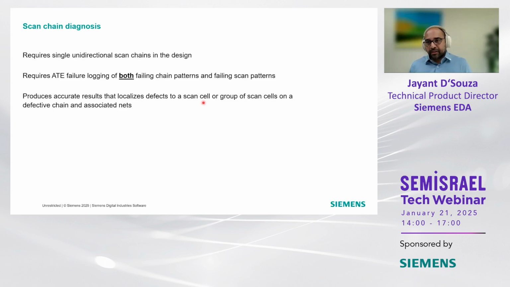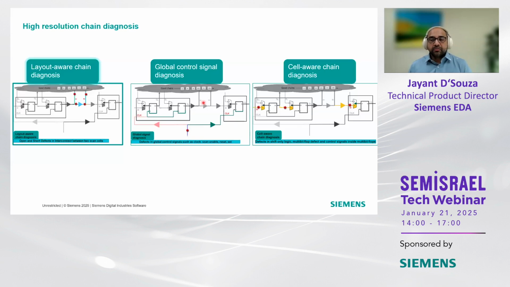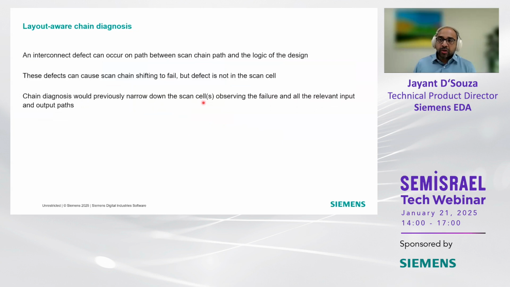With that brief explanation, let me now switch to discussing the three different pieces of technology that I mentioned earlier. The first of which is layout-aware chain diagnosis. Layout-aware chain diagnosis is really to detect and diagnose defects that are opens and shorts in the interconnect between two scan cells that cause a scan chain shifting failure. These interconnect defects that occur on the path between different scan cells in the scan path can sometimes cause scan chain shifting to fail.